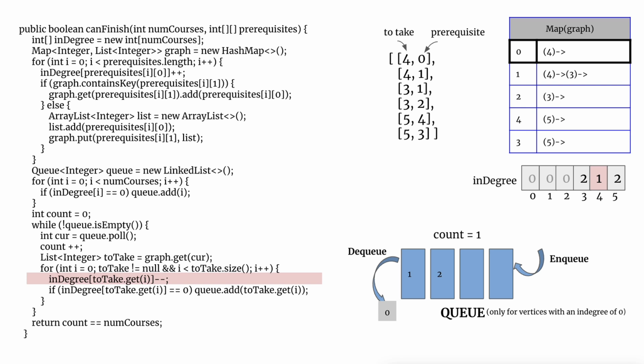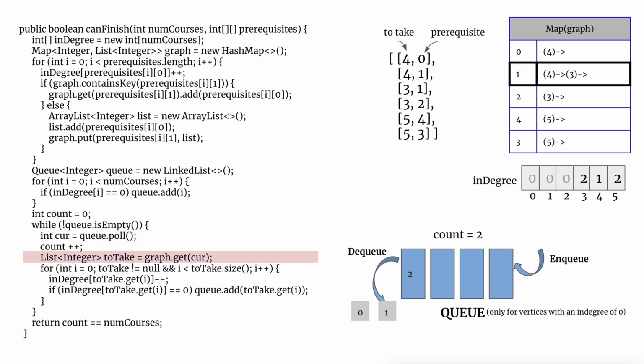Decrease course 4's indegree from 2 to 1 as it's influenced by the completion of course 0. After decreasing the indegree, we check if vertex 4's indegree is now 0. It's not. Vertex 4's indegree is still 1, which indicates there is one remaining prerequisite for course 4. Continue to dequeue an element from the queue. This time, vertex course 1 is dequeued.